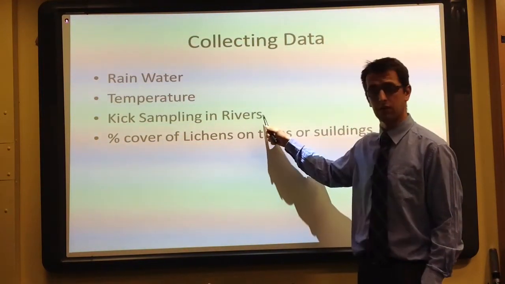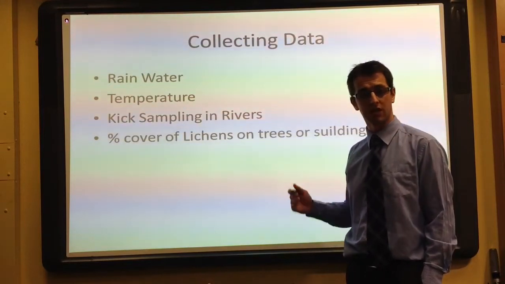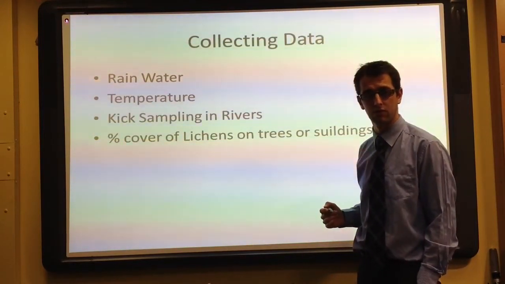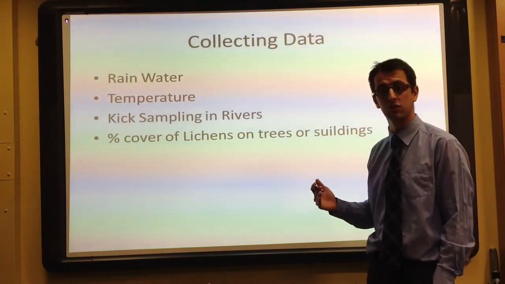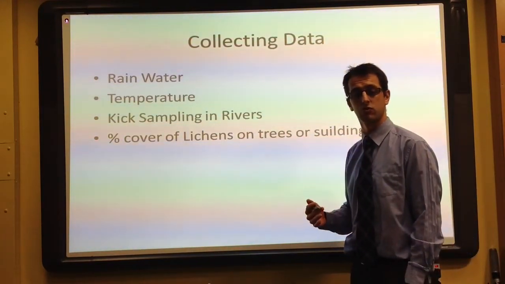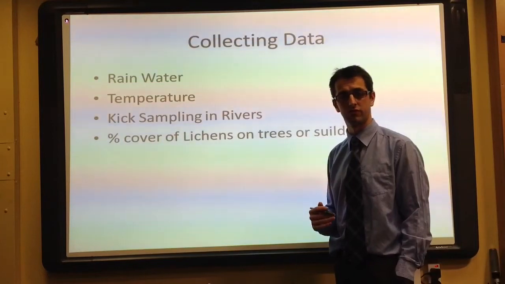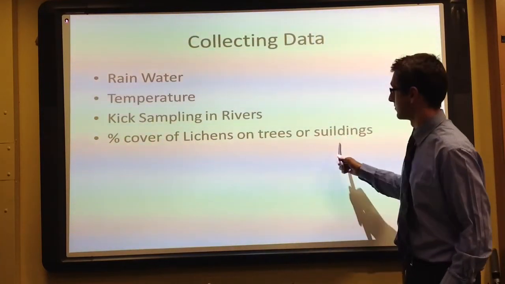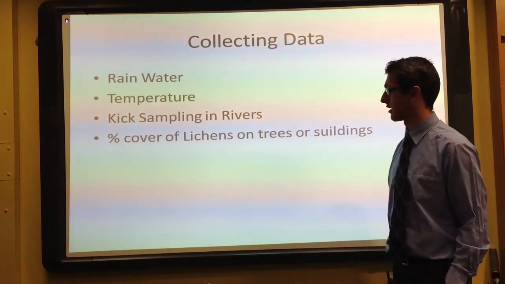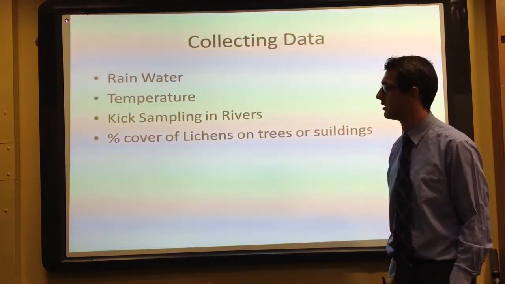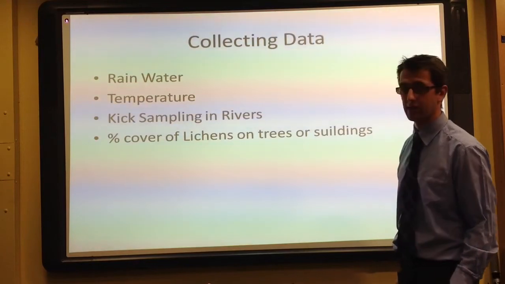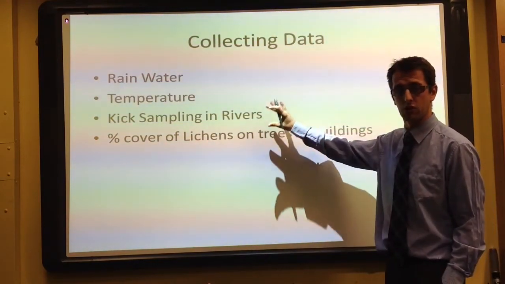You need to have a look at kick sampling in rivers. There's a clip in your notes that we've given you that you could look up, and you can simply search for any others. This is the technique that you would use for collecting freshwater invertebrates in these rivers. And similarly, we've talked about percentage cover of lichens with a mini quadrat onto a tree or a wall as a source of air quality. So a few things for you to look up as well.